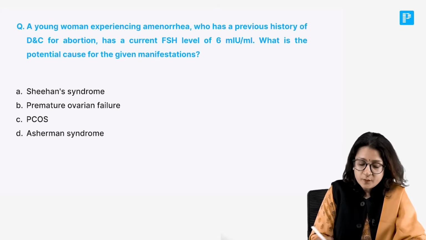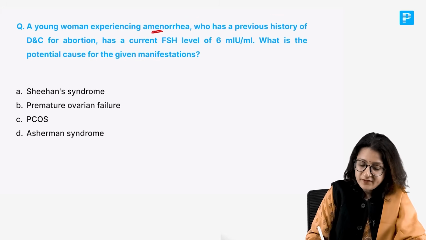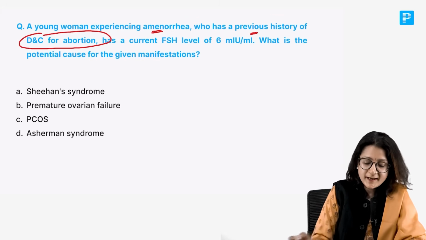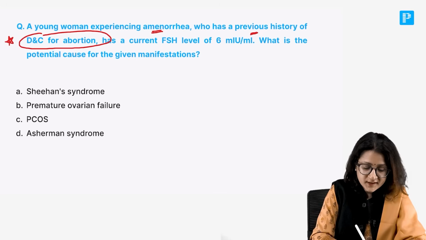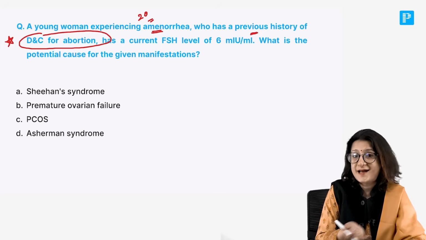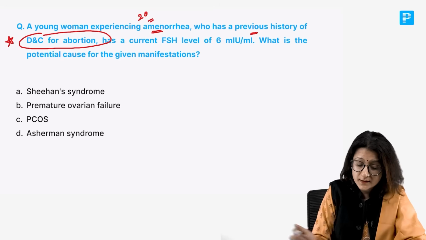All right. A young woman experiencing amenorrhea, previous history of DNC for abortion, that is your biggest clue. So this is secondary amenorrhea, obviously, because she's had an abortion. She obviously had her periods earlier also.